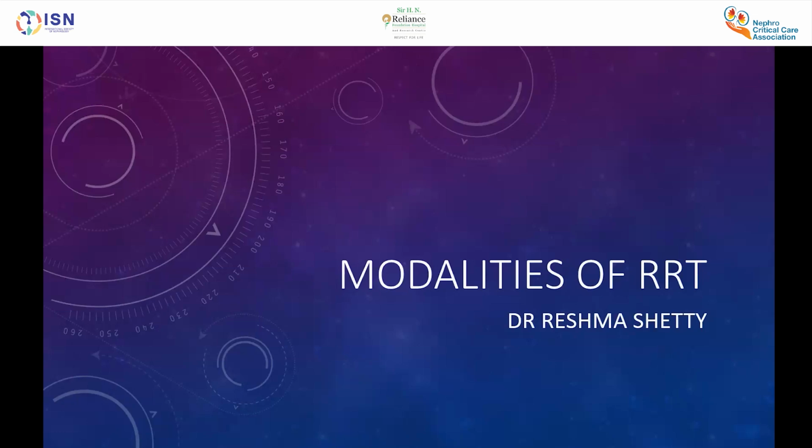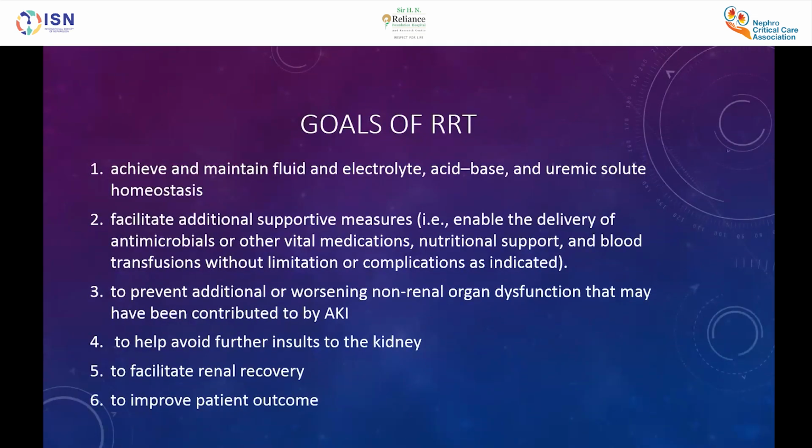So I'll be moving forward. Just to brief on the goals of RRT, it is mainly to maintain fluid, electrolyte, acid-base and uremic solute homeostasis, to facilitate additional supportive measures, that is, enable the delivery of antimicrobials or other vital medications, nutrition support and multiple blood transfusions, to prevent additional or worsening of non-renal organ dysfunction that may have been attributed to the acute kidney injury, to facilitate renal recovery, to help avoid further insults to the kidney, and to improve patient outcomes.